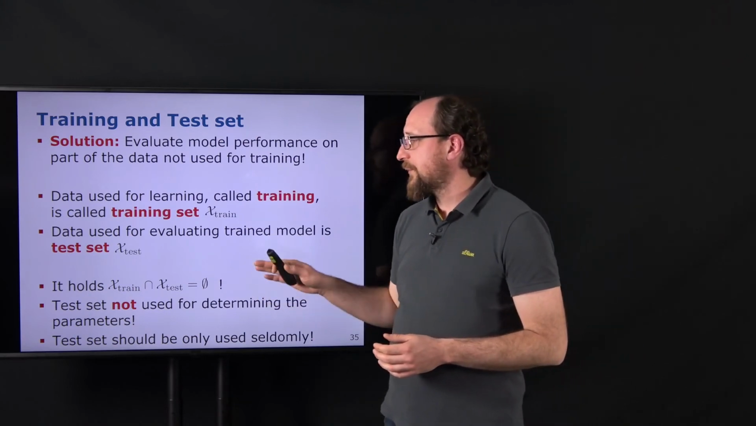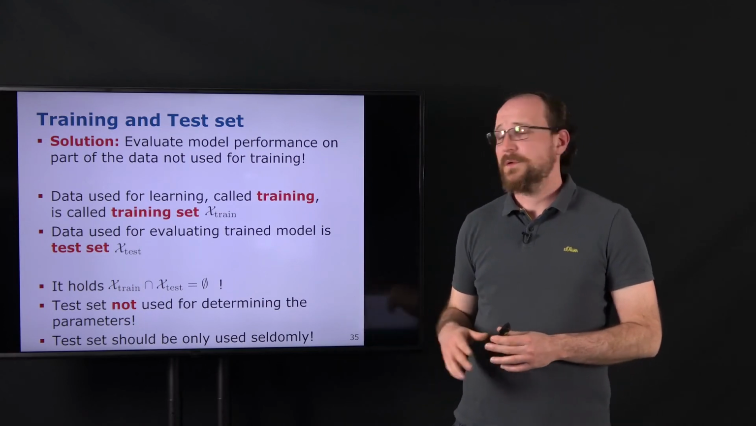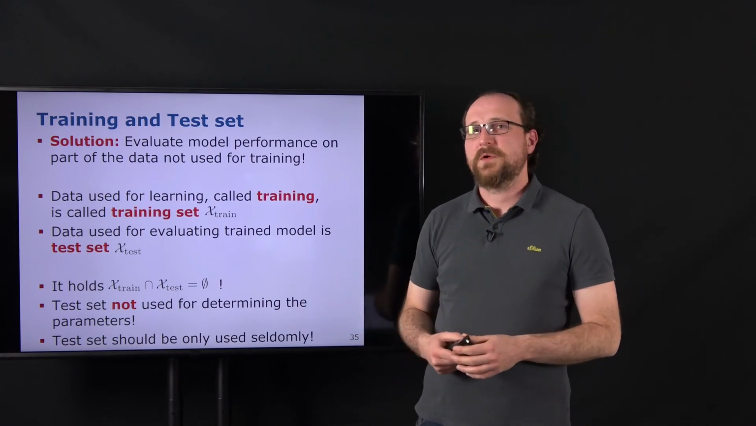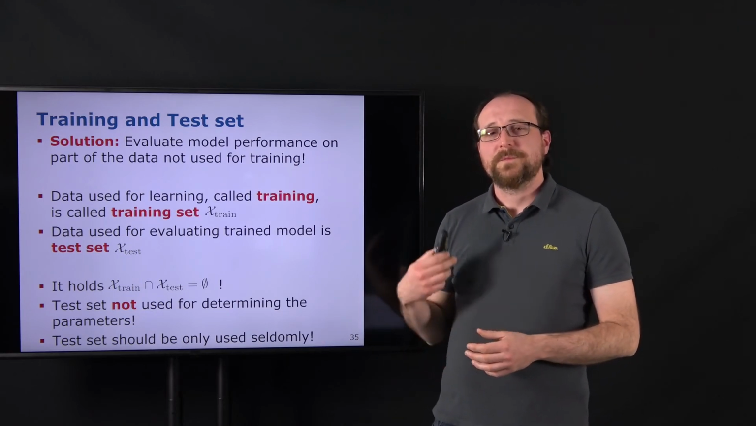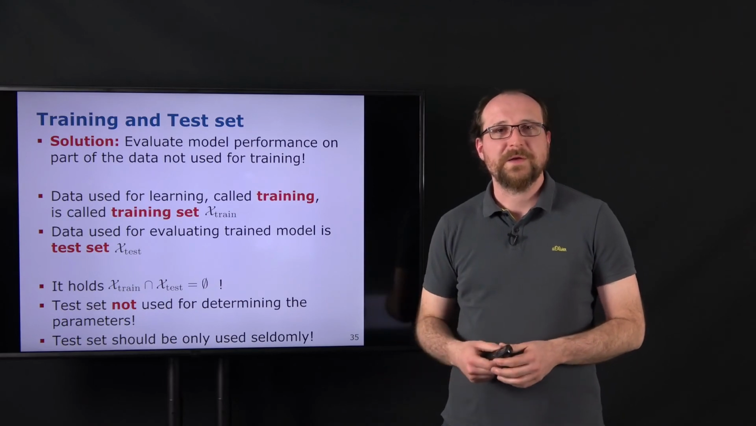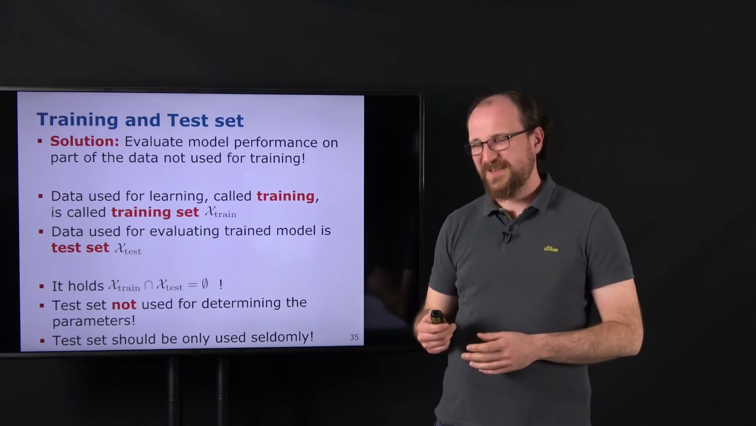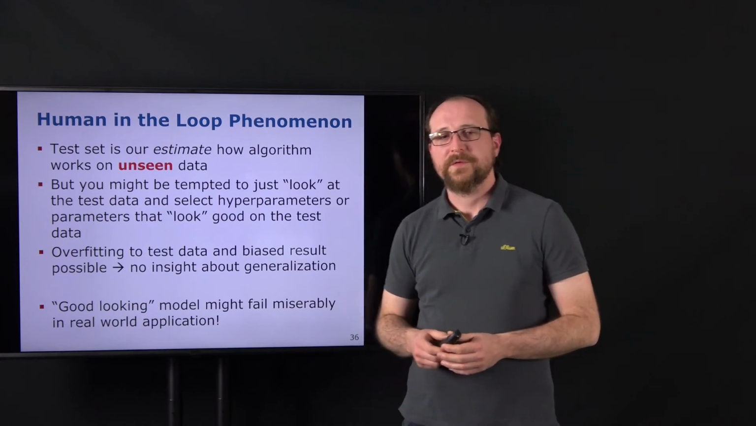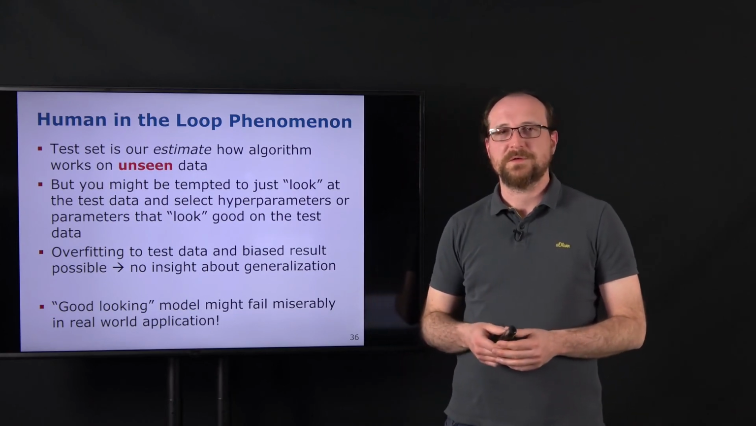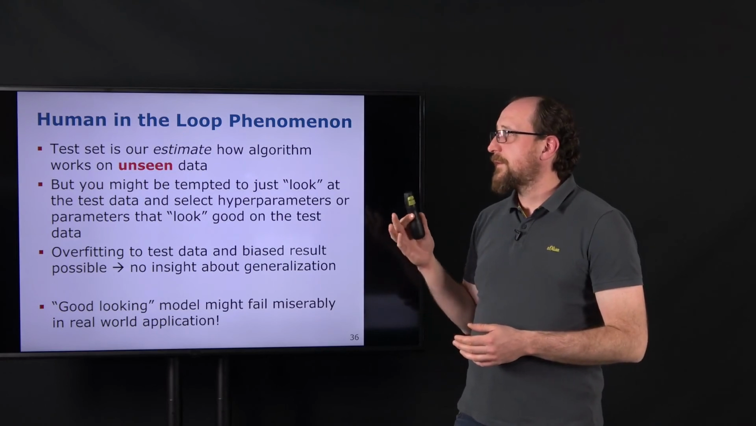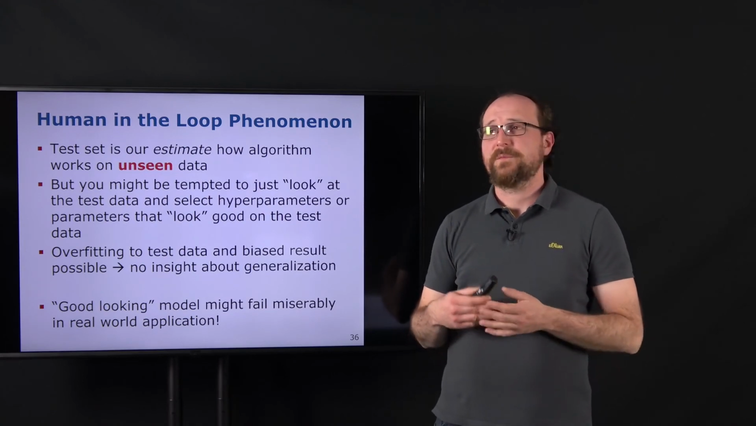Important here is that we do not use the test set for determining the parameters. So it's really a holdout set. So we don't use it at all. And one thing that is also important when you think about the test set is that you want to use it seldom. That means you don't want to use it so often, because this will bias the design of the algorithm in the end. This is usually called the human in the loop phenomenon. So the test set is our estimate of how well our algorithm is doing on unseen data. So by this we want to get an estimate of how well our algorithm does with some real-world data.